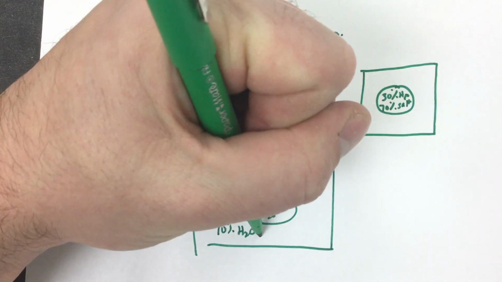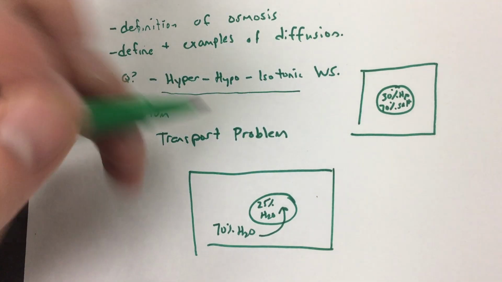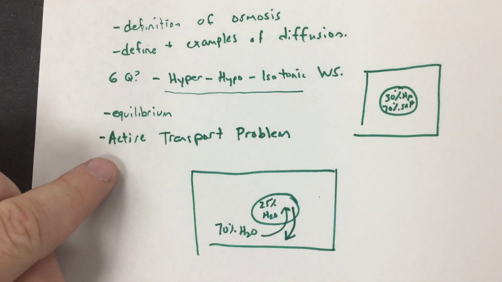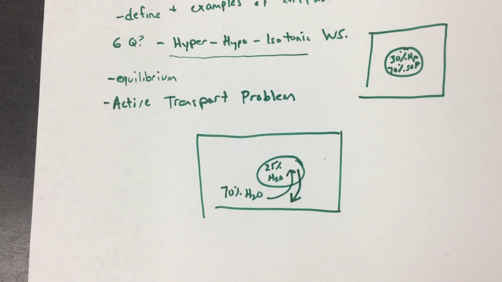It should have gone inside, but then I said, and you have to be careful with the reading, that the egg didn't change size. So what must be happening is something must be moving the water back out. And what is that? That's active transport. Because it should be getting bigger, but it's staying the same size. So it must be active transport. It's going against the concentration gradient. It's doing something that it shouldn't be doing. Okay.